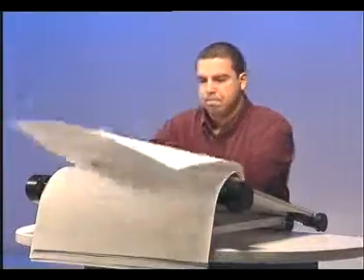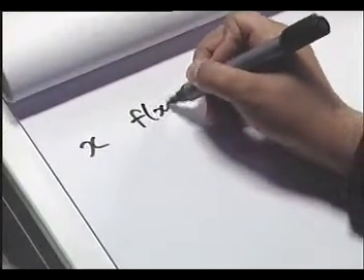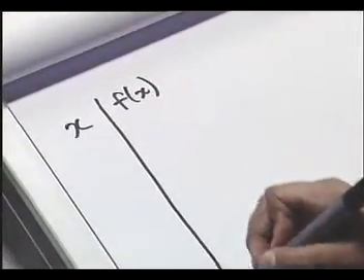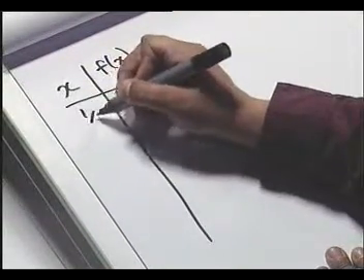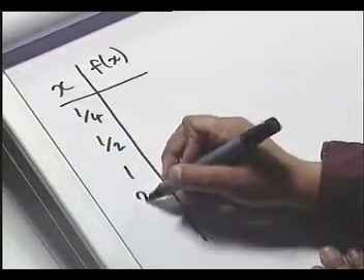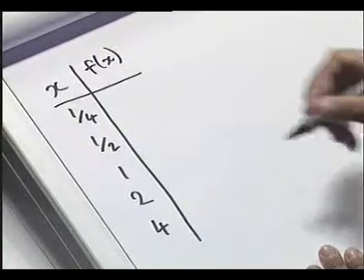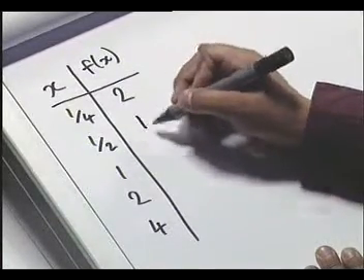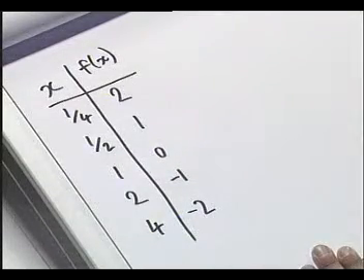So, as usual, put these results into a table so we can plot a graph of the function. Let's just do a table over here. X and f of x. Our arguments were 1/4, 1/2, 1, 2, and 4. And the corresponding outputs there were 2, 1, 0, -1, and -2.